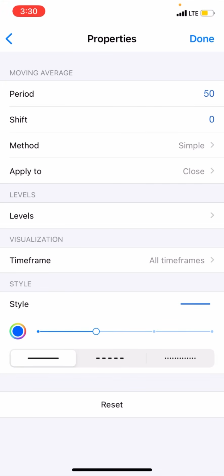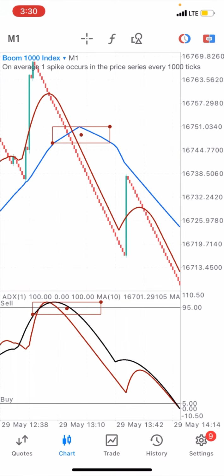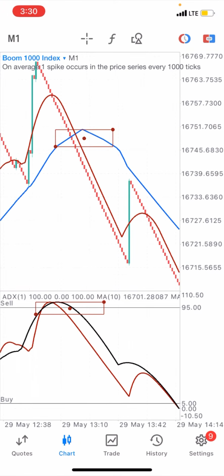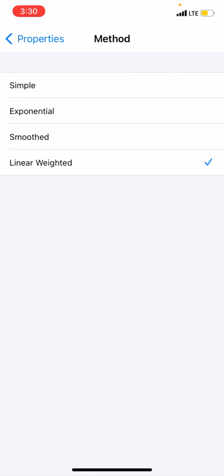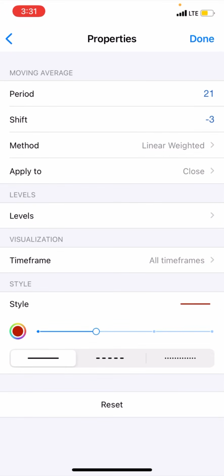All right, so you're done with that. You just click done, and then you have the first moving average, which is what we have on the main chart, and then you go back to add the second moving average on your main chart. This time around, we'll be having period 21. Shift -3. Method should be linear weighted, guys. If you click that, you'll see a lot of options, and you just choose linear weighted and apply to close, guys. And then levels are not needed, so you just leave that. For visualization, use any color of your choice, but make sure it is visible on your charts. Leave it to be at all time frames, and you are good to go.